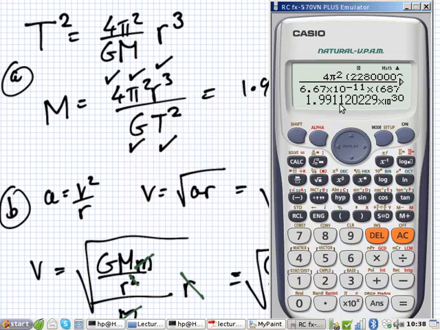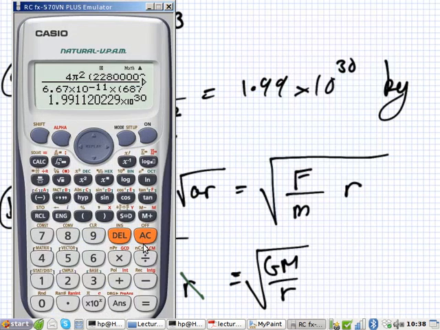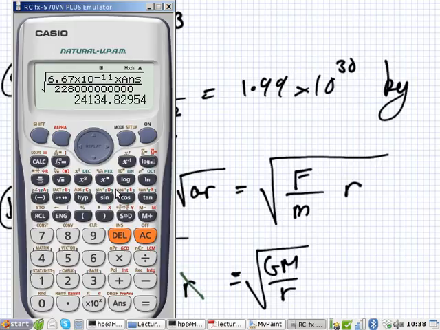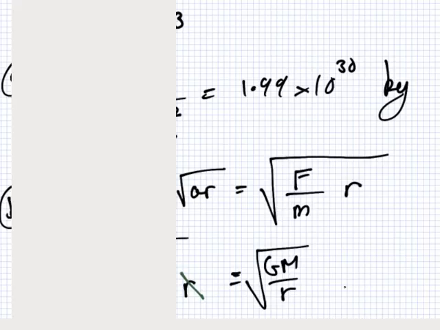So if I just take out, I'll leave my answer on the calculator, and it's the square root of the fraction 6.67 times 10 to the power of minus 11 times my answer, over the distance, 228 million. So it should be going pretty fast, and it is. We'll put it in kilometers per second: 24 kilometers per second.